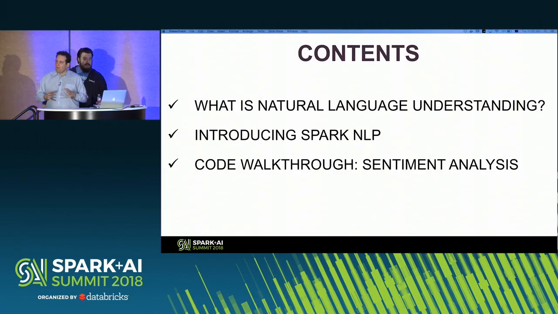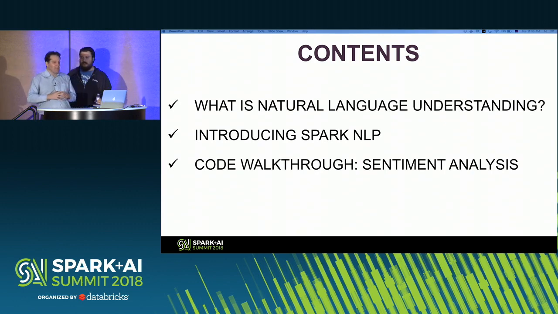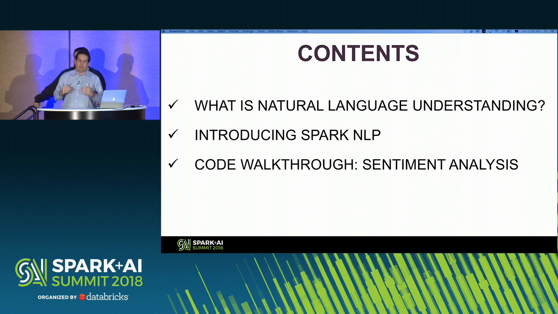So we're going to talk a little bit about what we mean by natural language understanding, because some of the algorithms here you need, some of them you may have tasks where you can just do without. So we'll see when this is actually needed. We'll introduce the library, the main design principles, and what's really new about it. And then Alex will walk through just one code example in Python, so you could see really how simple this actually is to use in practice.